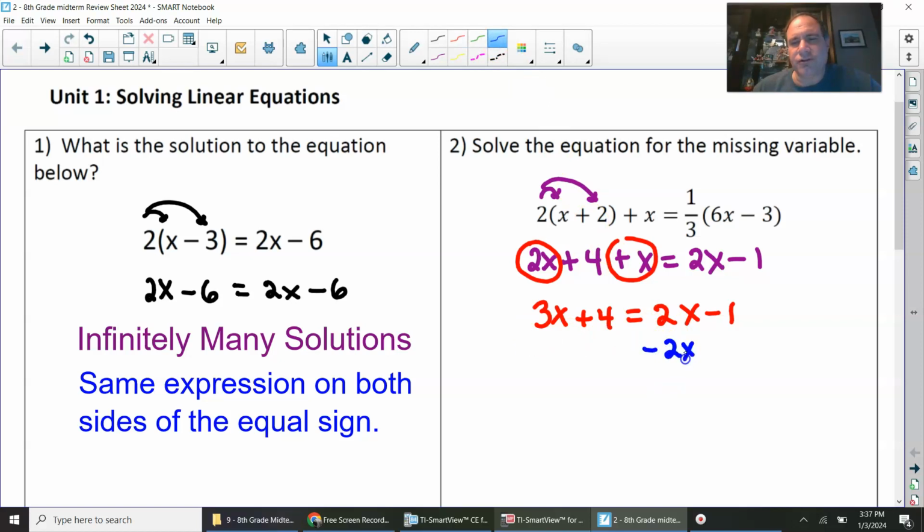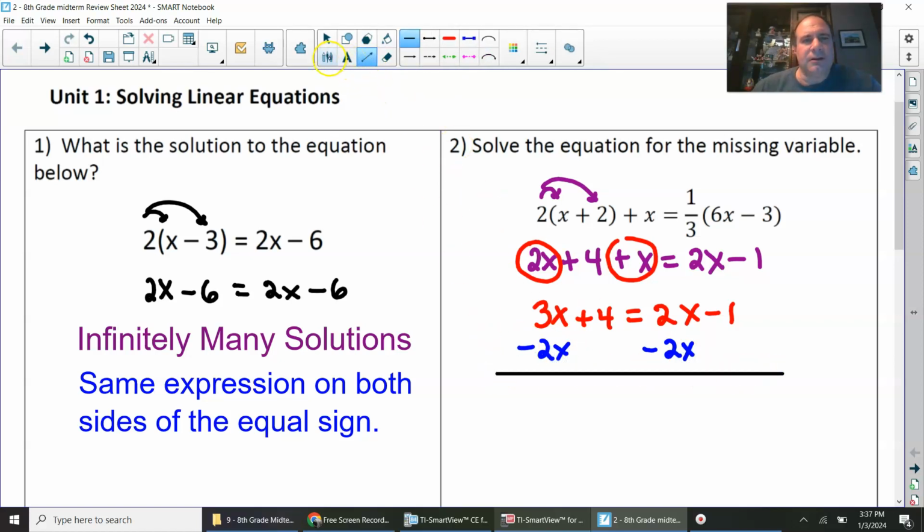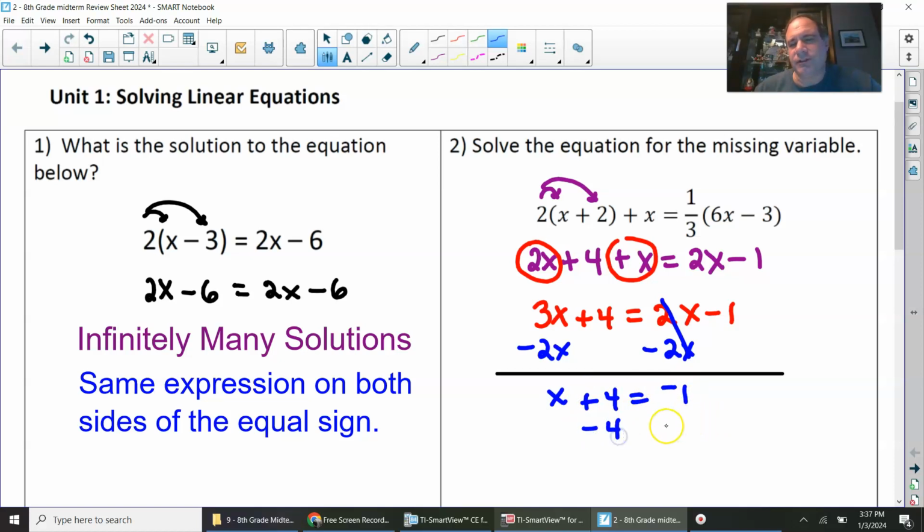You try to bring the smaller x over to the larger x. Once you do that, you are able to cancel out the 2x and the negative 2x, and 3x minus 2x is x, plus 4 equals negative 1. The only other thing that you need to do is to solve for x, and you do that by subtracting 4 on both sides of the equation, and you get x equals negative 5.